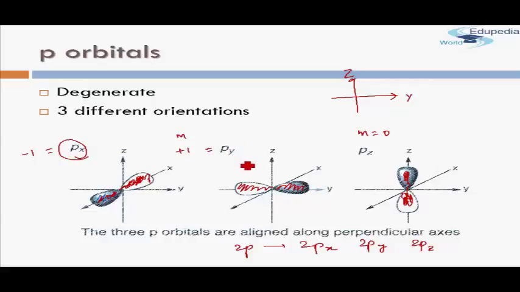There is no fixed rule to it. You can say that px has, instead of -1, a +1 m value, and py, instead of +1, has a -1 m value. But usually pz is assigned a value of m equals 0. So they are all interchangeable, it doesn't matter. But you just have to remember that px means the alignment is along the x-axis.